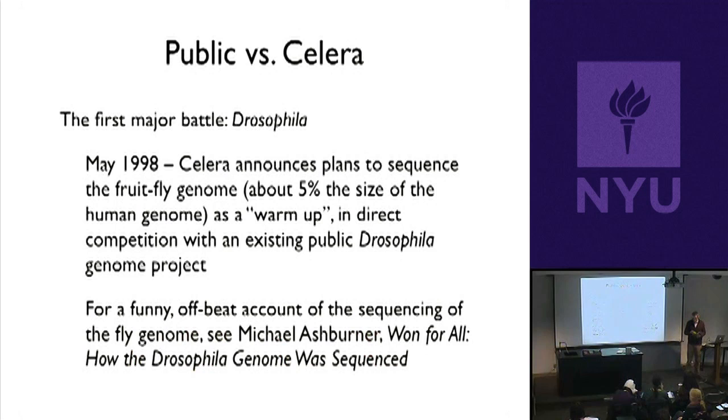In quotes, "Have you heard the news? No, but you're going to tell me. Craig Venter is going to sequence the human genome by shotgun sequencing privately and sell it and do Drosophila in 10 days as a warm-up." This is Ashburner talking to someone else on the fly project.